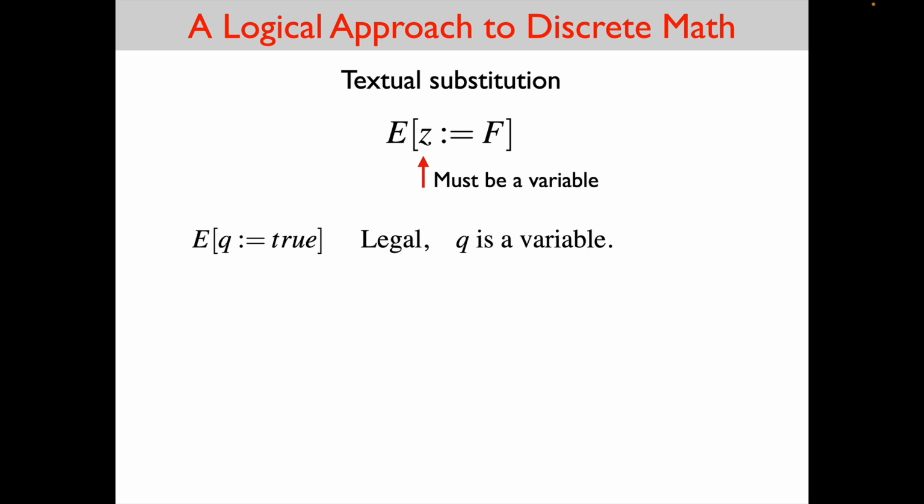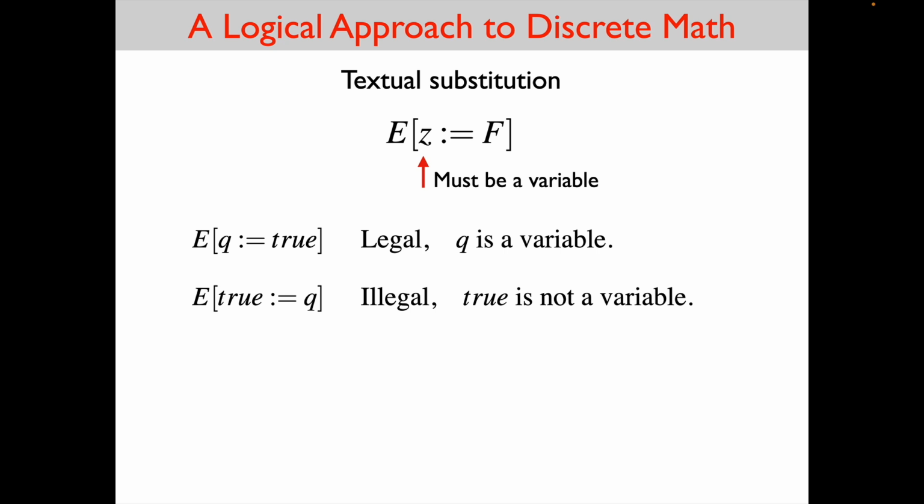Okay, but now how about this next one? Suppose you tried to do this: E with true replaced by Q. Is this legal or not? It's illegal because true is not a variable. What is true? True is a constant. Students sometimes try to do this. They try to replace true with something. But that is illegal because true is not a variable.